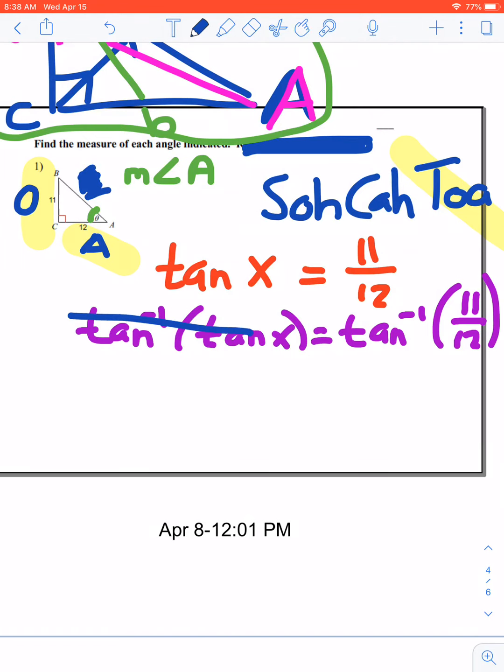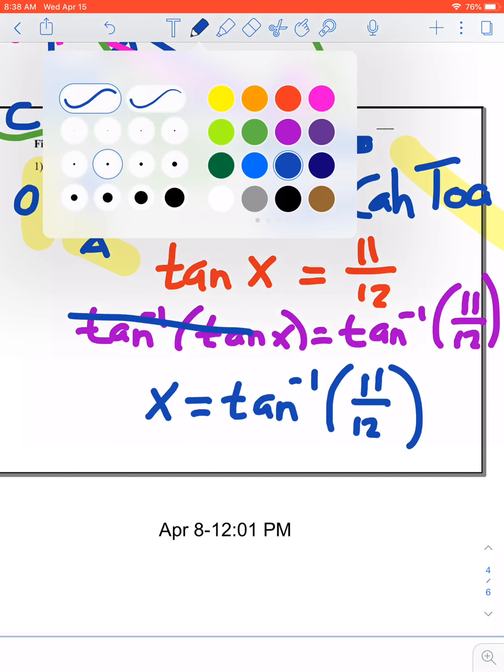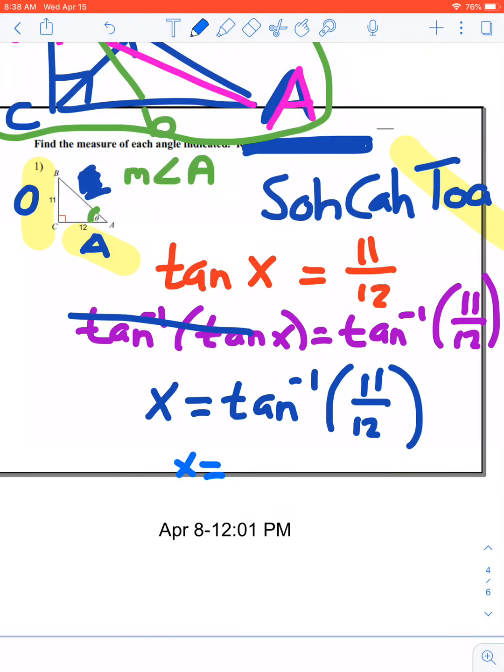The tan and the tan inverse cancel. So I get x equals the tan inverse of 11 over 12. And then I go to my calculator, and your calculator should have the tan inverse, which is tan to the negative 1. We've talked about that before when we were finding the inverse of a function. So I just go tan inverse of 11 divided by 12, and I end up with 42.5. So x equals 42.5, but unless it says differently, I'm going to round to the nearest whole. So I'm going to say it's 43 degrees.